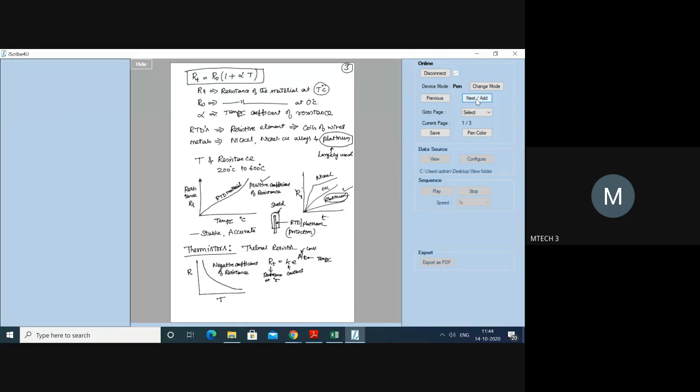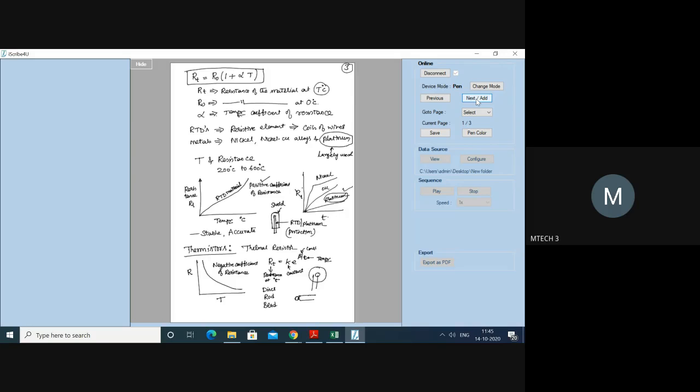That means there is going to be a negative coefficient. Now, these thermistors are going to be present in the form of discs, or in the form of a rod, or in the form of a bead. A disc is going to be something like this. So this is one and this is another. Then the rod type or the bead type is connected like this, and something like this. This is the way the thermistors are developed.